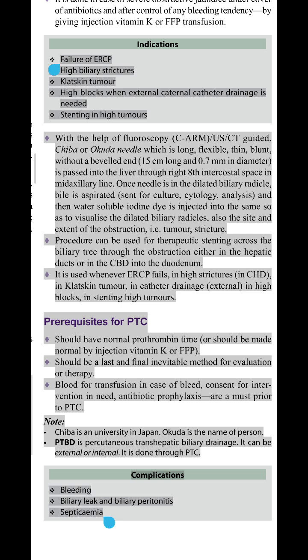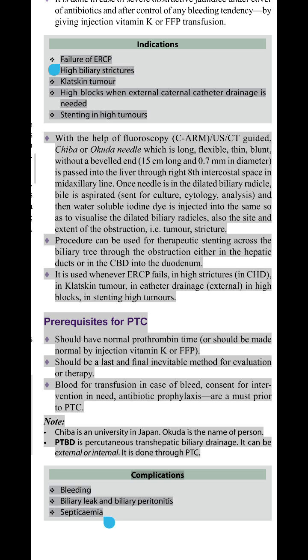It is used whenever ERCP fails, in high strictures, in CHD, in Klatskin tumor, in external catheter drainage, in high blocks, in stenting high tumors. Prerequisites for PTC: should have normal prothrombin time, or should be made normal by injection vitamin K or FFP. Should be a last and final inevitable method for evaluation or therapy. Blood for transfusion in case of bleed, consent for intervention if needed, antibiotic prophylaxis, are a must prior to PTC.